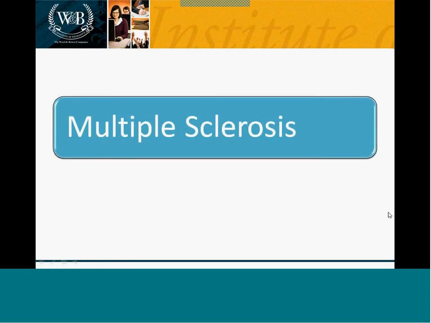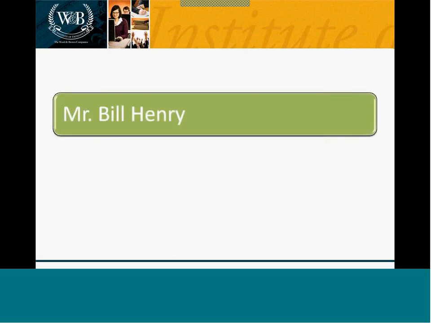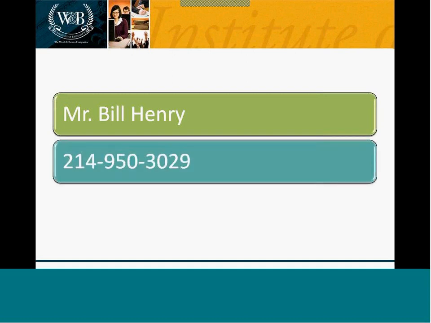Multiple sclerosis. What do I have here? Neither, that's correct. How about if I add the word child? That also is nothing. Sad, of course, that we have a child with multiple sclerosis, but I don't know who that is. I can't attribute the multiple sclerosis to anybody, so we have neither here. What do we have, Mr. Bill Henry? We've identified somebody, that's correct. How about a phone number? It's an identifier. We don't have PHI just yet.